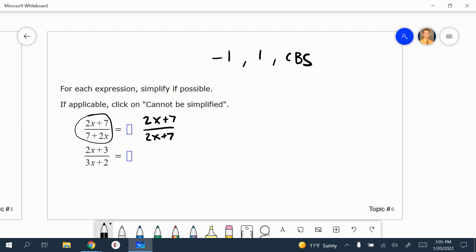And now they look the same. I mean, originally they were technically the same. They were just, one was flipped around. But now they even look the same. And so these will both cancel, and we'll just be left with 1 for that first one.